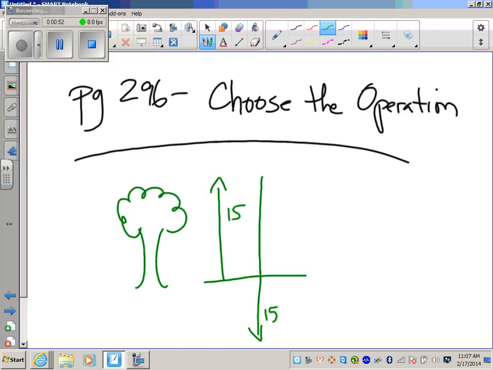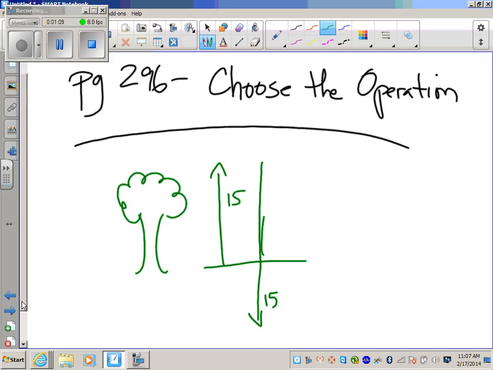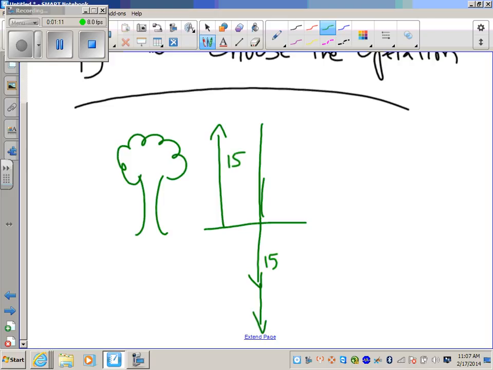And then walk south a third of the steps that we just walked south. So how many did we just walk south in total? 15 and then 15 was 30. So what would a third of 30 be? 10. So we're going to go another 10 steps, which is going to put us at 25.